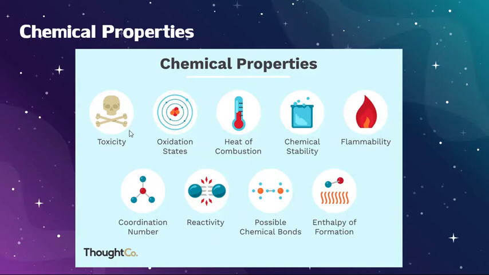Coordination number has to do with the arrangement of atoms within a compound, like what's bonded to what, which specific elements are involved in the bond, and how many atoms a specific element is bonded to in a compound. Chemical stability and reactivity, how likely a substance is to undergo a chemical reaction. And finally, enthalpy of formation, the energy involved with forming bonds.